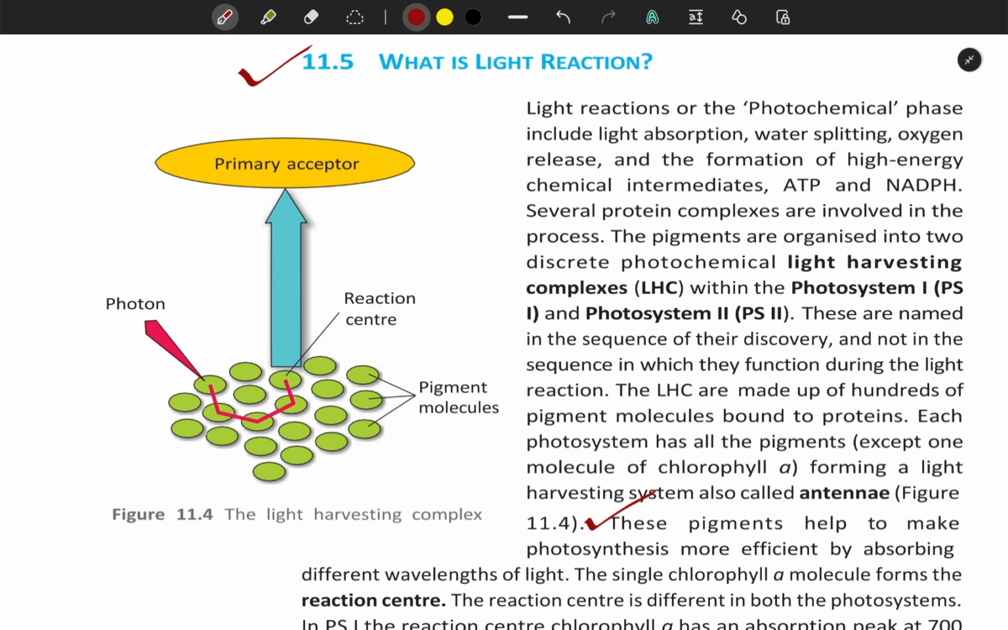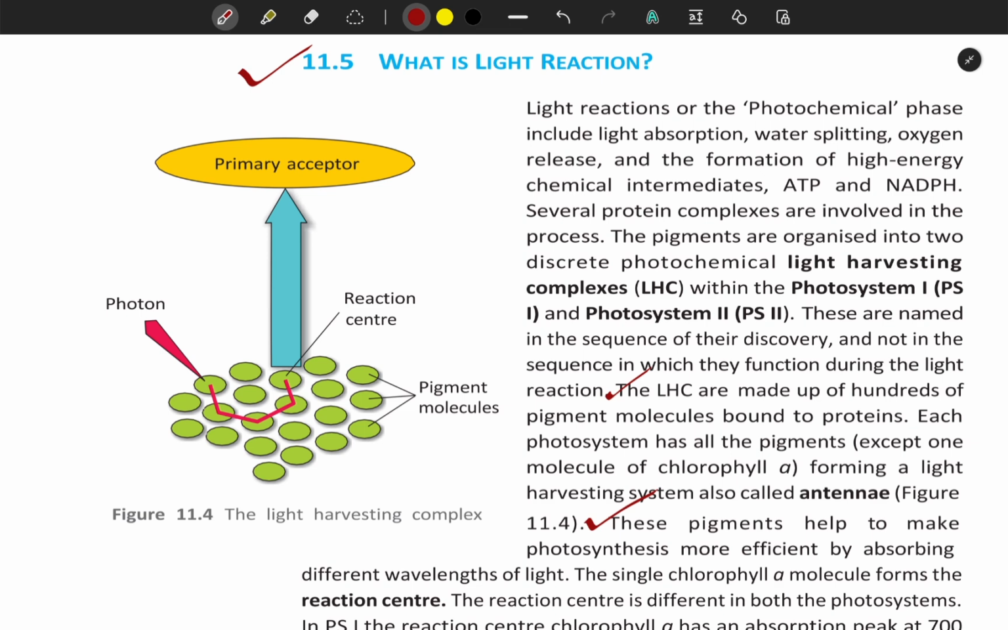The pigments are organized into two discrete photochemical light harvesting complexes, that is LHC, within the photosystem I and photosystem II. These are named in the sequence of their discovery and not in the sequence in which they function during the light reaction. The LHCs are made up of hundreds of pigment molecules bound to proteins.